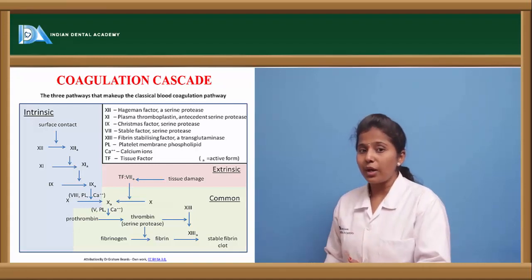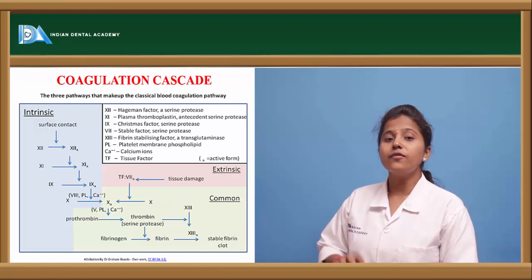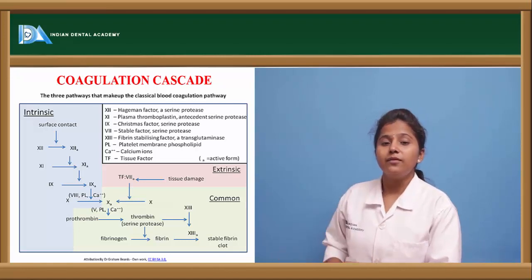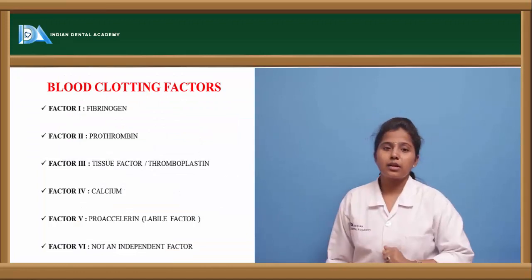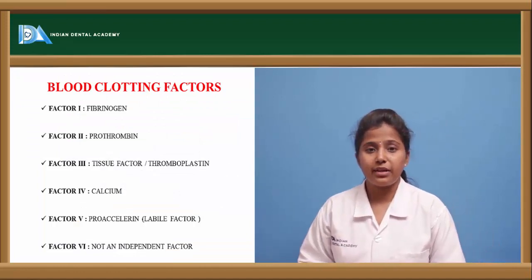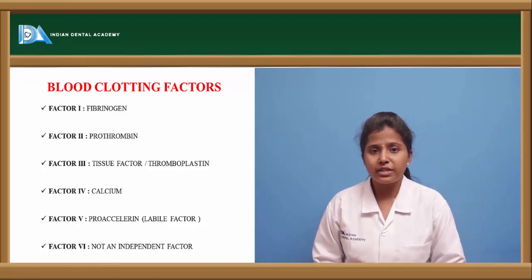These are converted to active forms initially, and there they aid in the formation of fibrin to stable fibrin, where it forms the clot. What are the various blood clotting factors? We have some factors 7, 2, 1 and 1, 5, etc. So what are the names of these factors given?